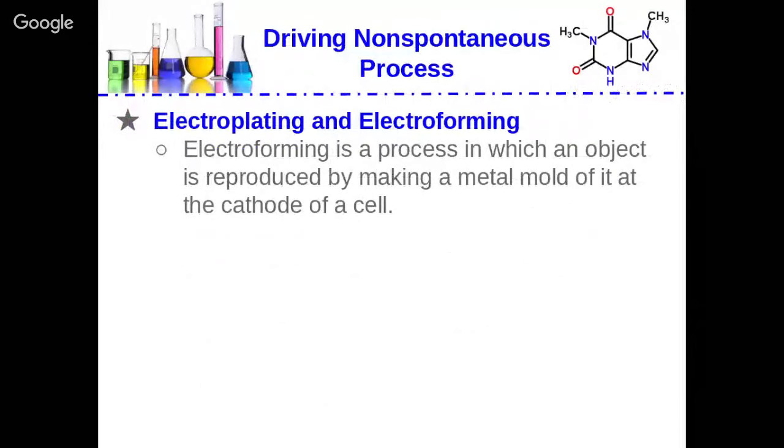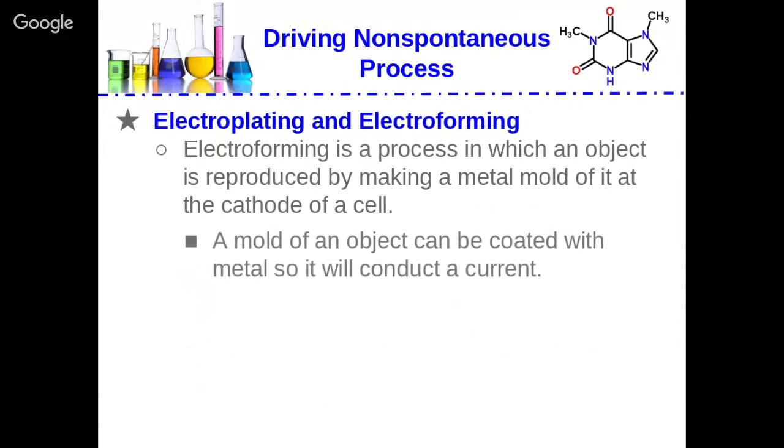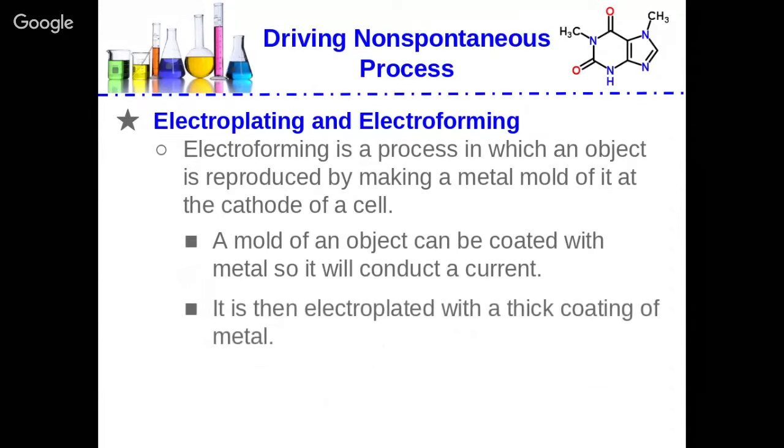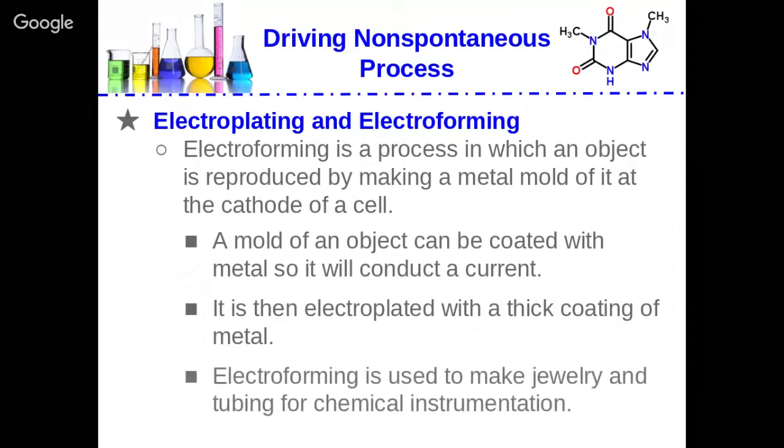Electroforming is the process in which an object is reproduced by making a metal mold of it at the cathode of a cell. A mold is an object that can be coated with metal so that it conducts a current. And then it is electroplated with a thick coating of metal. Electroforming is used to make jewelry and tubing for chemical instrumentation.